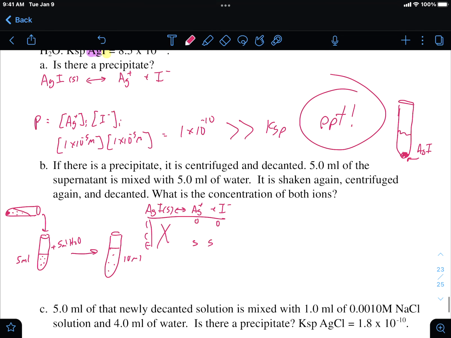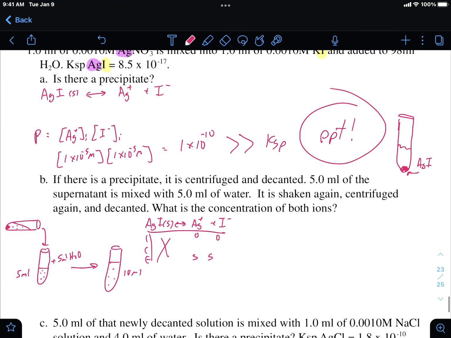So first step, solve for S. Okay, so KSP 8.5 times 10 to the minus 17th is equal to S squared. S is the concentration, the molar concentration at equilibrium, i.e. the solubility. Okay, so S is 9.2 times 10 to the negative 9th molar. Okay, so that's the concentration of a saturated solution. That's the concentration of Ag and I minus S when it's saturated.